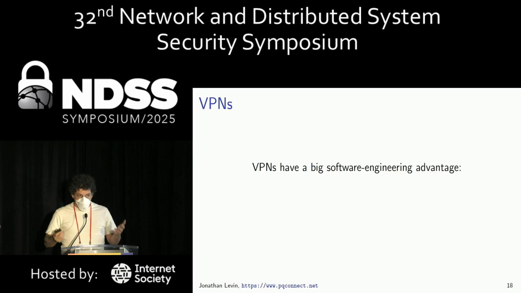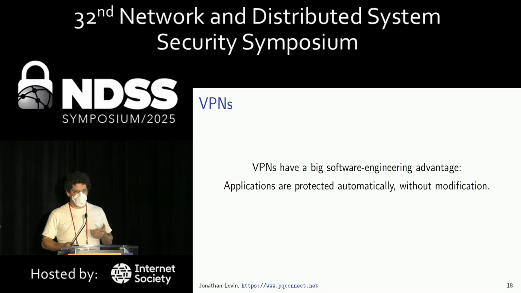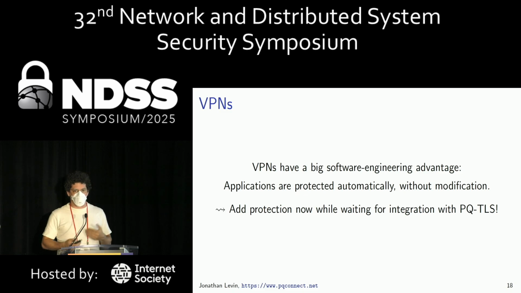If you think about network tunneling, probably the first thing you're thinking about is VPNs, because VPNs usually use network tunnels. And VPNs have a really important software engineering advantage. Namely, you don't need to modify applications to protect them when you're deploying a VPN. What this implies is that if you can deploy a post-quantum VPN, you can protect all of the applications on your machine without needing to wait for those applications to integrate with a post-quantum TLS library.